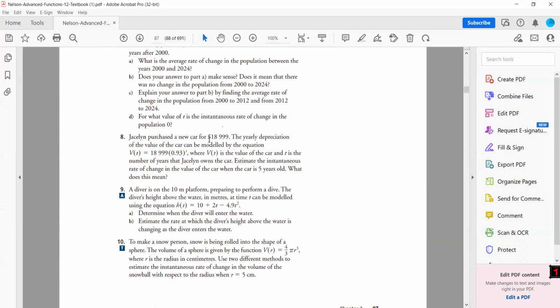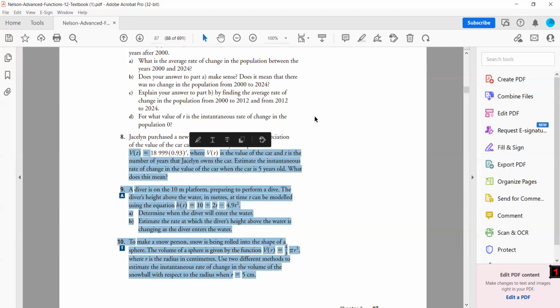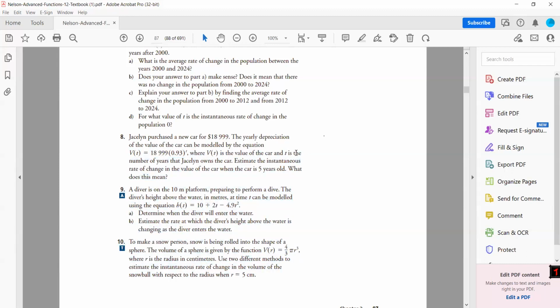Jacqueline purchased a new car for 18,999. The yearly depreciation of the value of the car can be modeled by the equation where V of t is the value of the car and t is the number of years that Jacqueline owns the car. Estimate the instantaneous rate of change in the value of the car when the car is 5 years old. What does it mean?